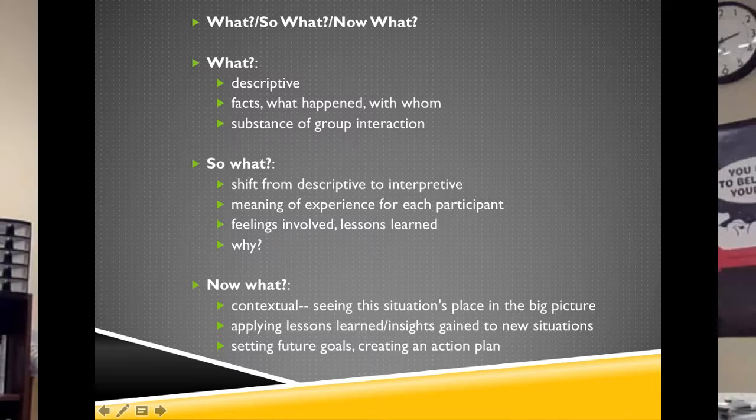And then lastly is the now what, and this is taking that to the next step. This is seeing the context of what this is. It's applying the lessons to new situations, and so forth. So this would be an example of one protocol that can be used.